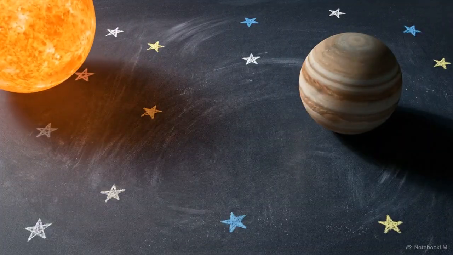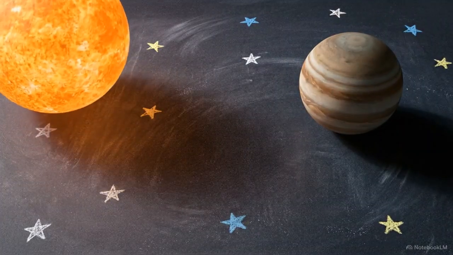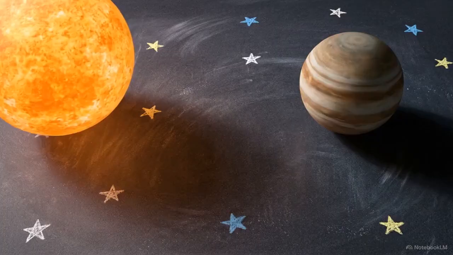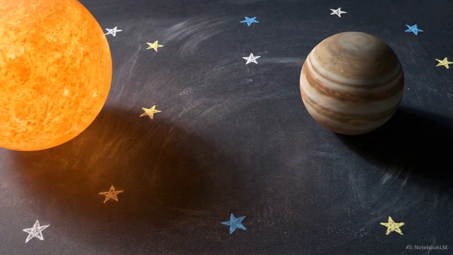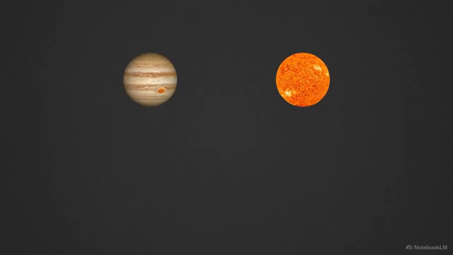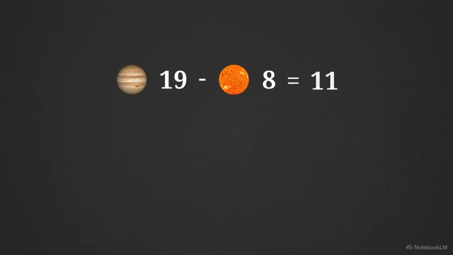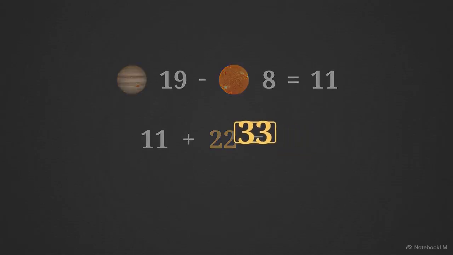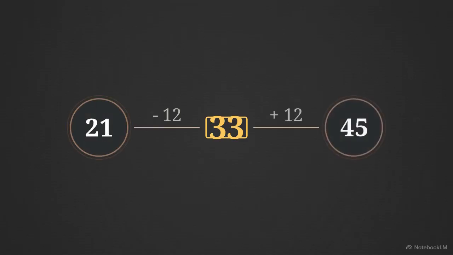Our second method looks at the relationship between your chosen planet and the Sun itself. This provides a different angle of activation. Subtract the Sun's degree from your planet's degree. Jupiter at 19 minus Sun at 8 equals 11. Add 22, the Sun's baseline, giving you 33. To see how this repeats, add and subtract 12. 33 minus 12 is 21, and 33 plus 12 is 45.